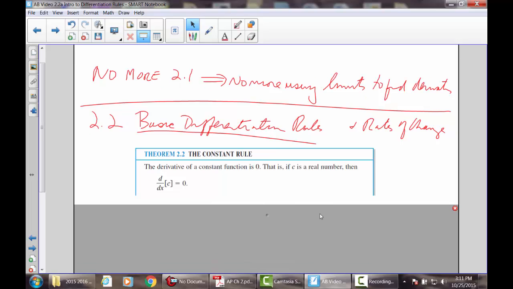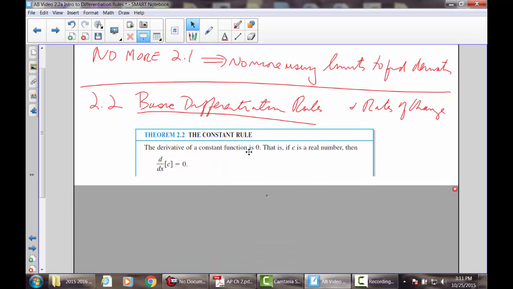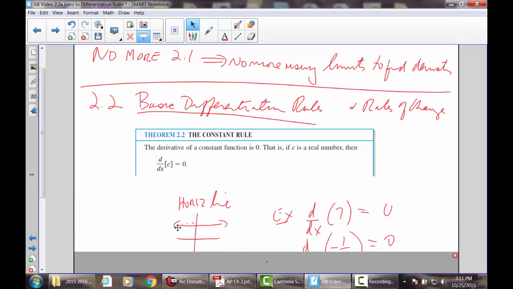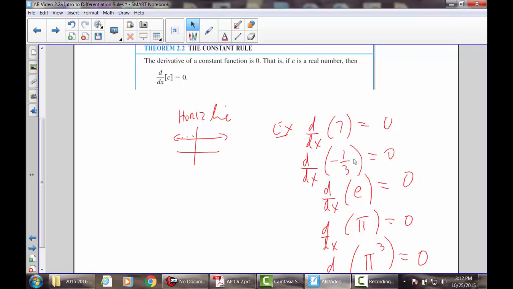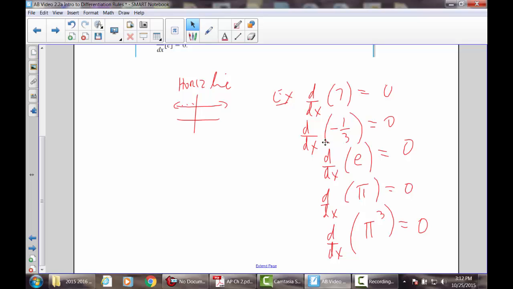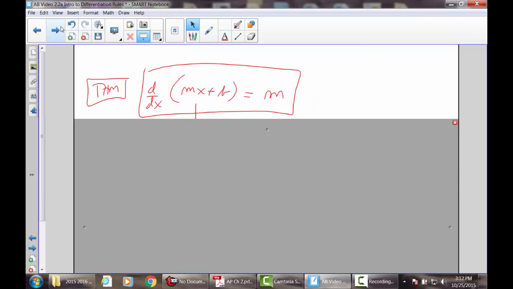So here's what the book calls the constant rule. The derivative of a constant function is 0. Now if you think about that, of course, you have a horizontal line, because if you have y equals a constant, it's a horizontal line. And as that bug travels along that line, its little matchstick will also be horizontal, meaning the slope of that tangent line will be 0. So the derivative of any constant is 0. So the derivative of 7, negative a third, e is a constant, pi is a constant, pi cubed is a constant. The derivative of any constant is 0.